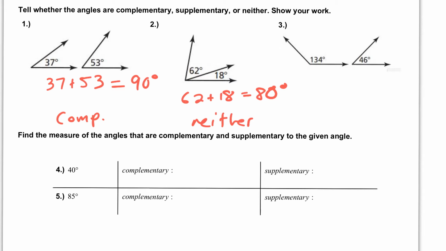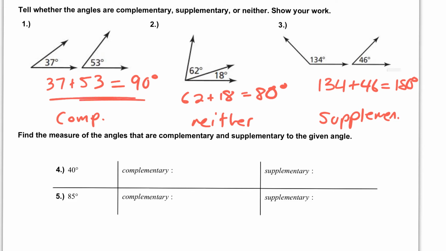A last problem here, number 3, if we add up 134 plus 46, that gives us a sum of 180 degrees. When they add up to 180 degrees, they are supplementary. Alright, so make sure you show a little work, and showing this work right here is enough to prove your answer there. For numbers 4 and 5, it says find the measures of the angles that are complementary and supplementary to the given angle.